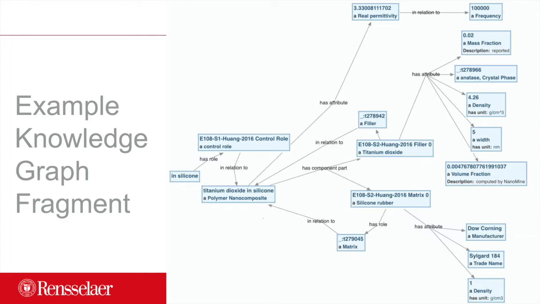Here's an example of a fragment of the knowledge graph around a particular polymer nanocomposite sample, and we have the ability to talk about the mass fraction, the composition, the fact that it has a permittivity of a certain level, and essentially it ties together all the examples from the previous diagrams.